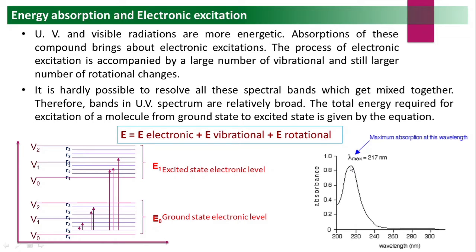The wavelength at which the maximum height or maximum absorbance occurs is called lambda max. The maximum absorbance at this wavelength is called lambda max. For this particular compound, lambda max is 217 nanometer. So you have to see the wavelength at which the maximum absorption occurs, and that wavelength is called lambda max.